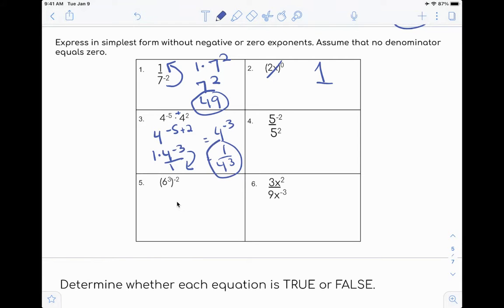I can leave the answer just like that, or I know that 1 over 4 cubed is the same as 1 over 4 times 4 times 4, which is 1/64. Either answer would be absolutely acceptable.